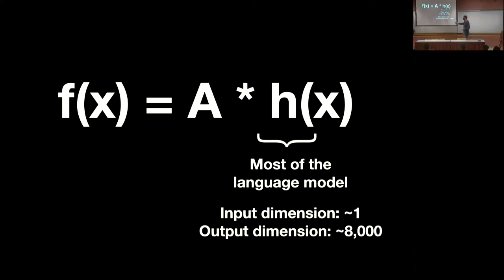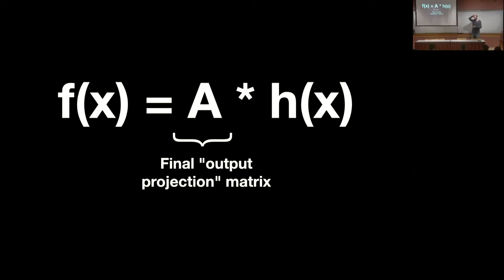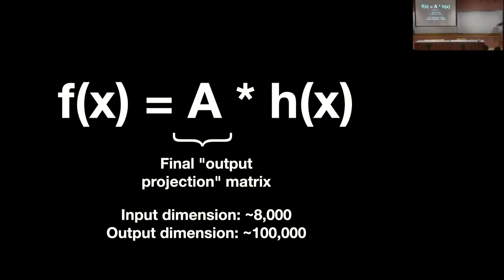Okay. Then we have this thing as the final output projection matrix. This is the matrix that goes from the hidden state to the token state. Which means that the input dimension is something like 8,000, the output dimension is something like 100,000. So far, this makes sense, yes? This is the first time I'm using these slides because this paper came out 8 days ago. So tell me if this does not make sense, because I will need to change it so it will make sense for the future. So far, like everything is okay?